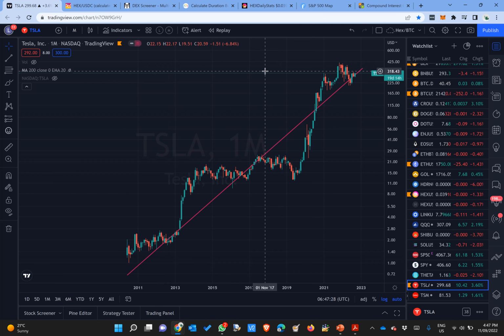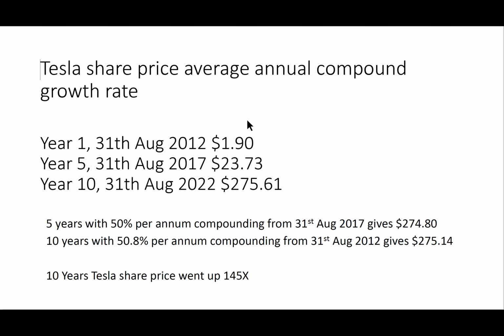And then you can do it for August 2017. You see the closing price there is $23.73. And then we're now in September, but let's look at August 2022. Now the candle is red. So it closes at $275.61. So it closed down. So obviously the share price has dropped since the all-time high to the current price. So this is how I get those closing prices here.